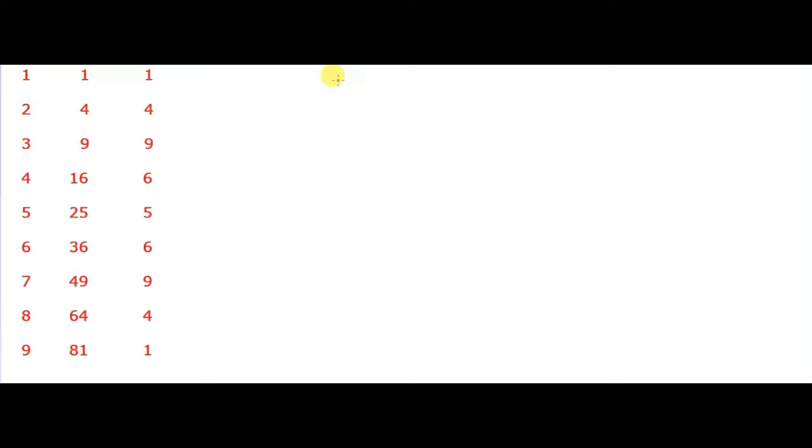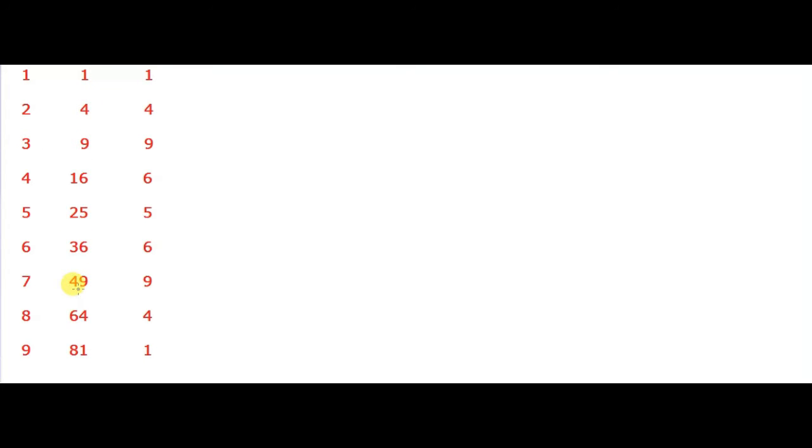So guys, you are seeing some numbers on the screen. I have written down these numbers in 3 columns, 1, 2 and 3. In the first column I write down the numbers from 1 to 9, 1, 2, 3, 4, 5, 6, 7, 8, 9. And in the second column I have taken the square of the numbers from the first column, means square of 1 is 1, square of 2 is 4, square of 3 is 9, square of 4 is 16, like this. And in the third column I write down the last digit of the second column.